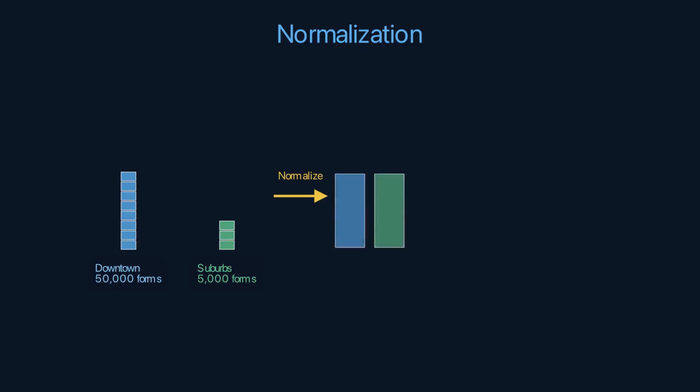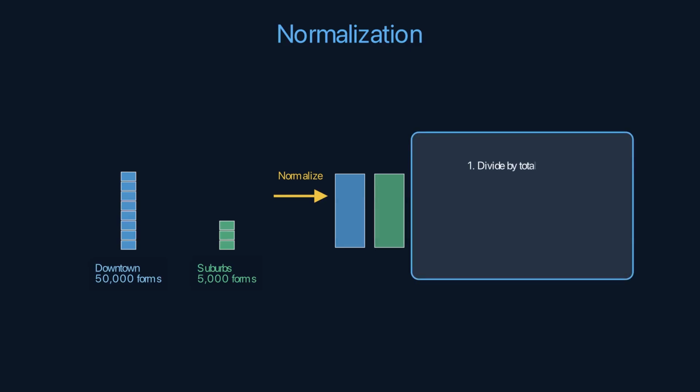Each neighbourhood submitted a different number of forms. The downtown district sent 50,000. The suburbs sent 5,000. If you just count raw responses, downtown dominates everything, not because their answers are different, but because they sent more forms. Normalization divides each form's counts by the total number of answers on that form, then multiplies by a scale factor. Now a gene expressed at the same level in downtown and the suburbs gets the same normalized value.